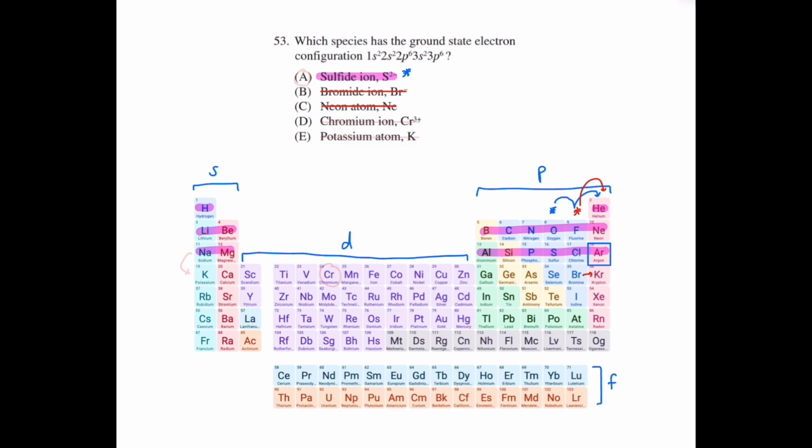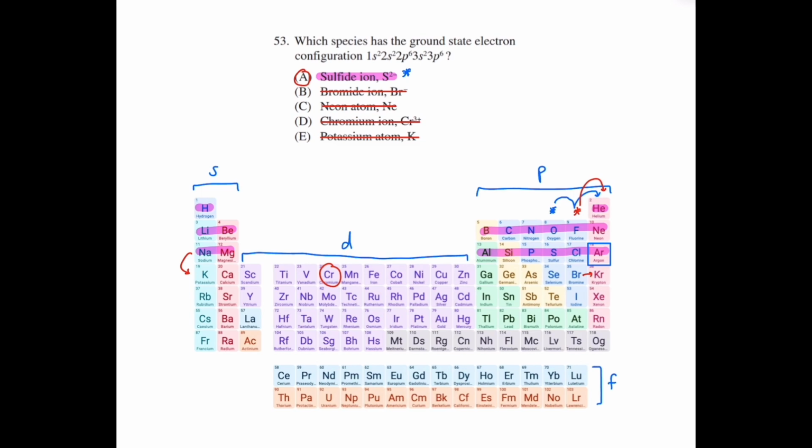And then for chromium, it's way over here in the transition metals. So no matter what it is as an ion, it will not be chemically equivalent in this case. So we can go ahead and cross out the chromium ion. Next we have potassium atom. So this is actually in the next energy level. So that would be 4s1. So we know potassium atom is not going to work. So our first guess here is correct. We have A, sulfide ion S2-, as the species for this ground state electron configuration.